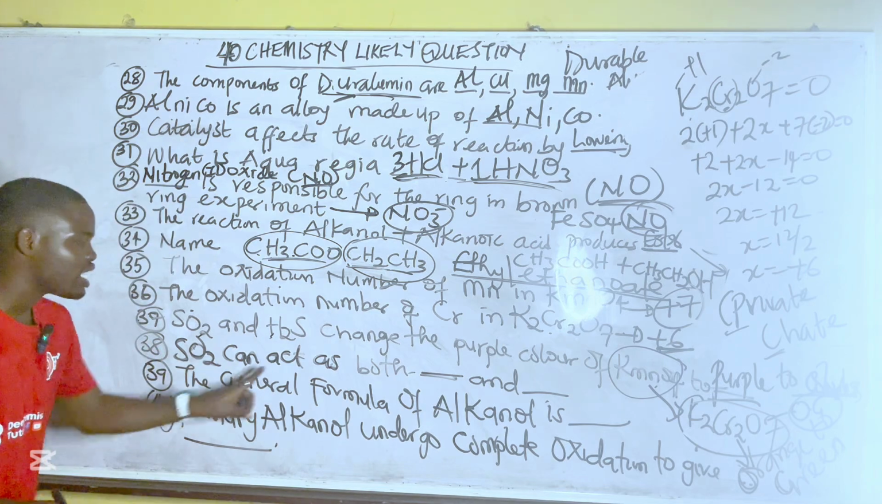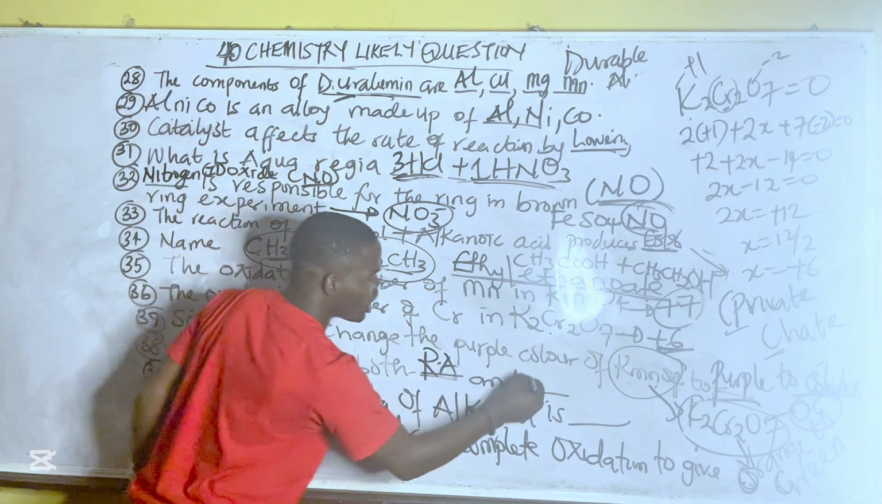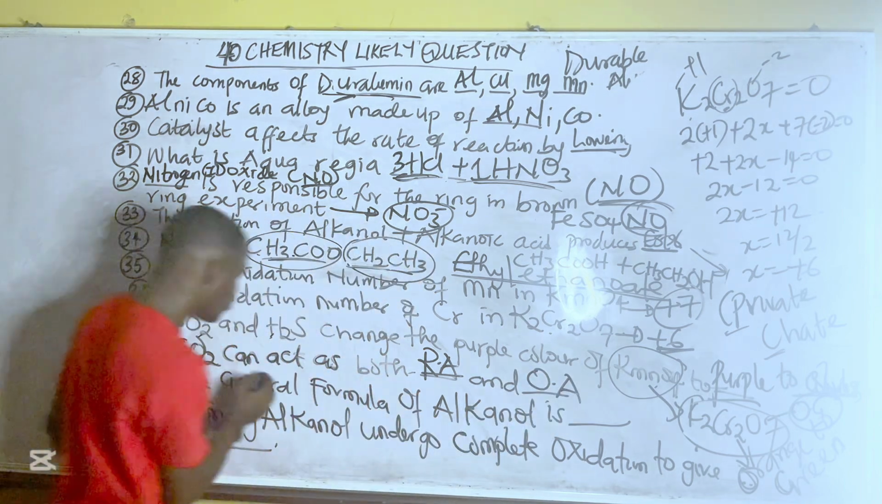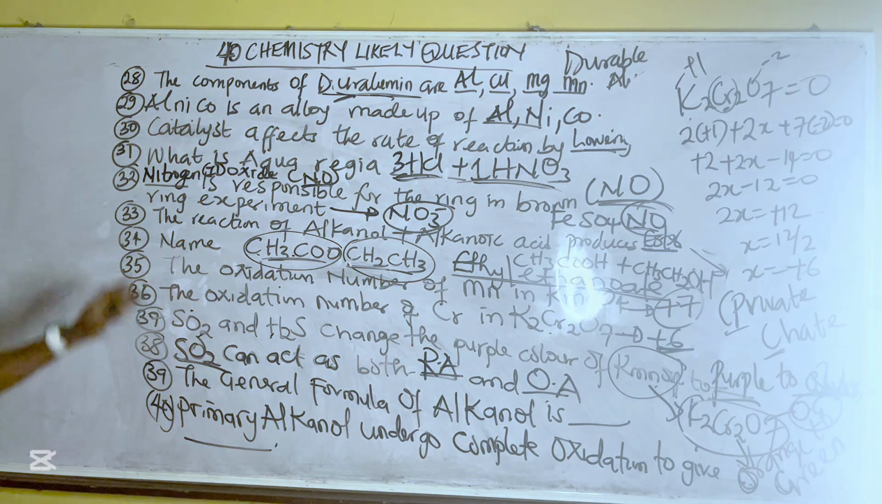Why? SO2 can act as both dash and dash. It can act as both reducing agent and oxidizing agent. This is a question from JAMB. These are JAMB questions, okay?